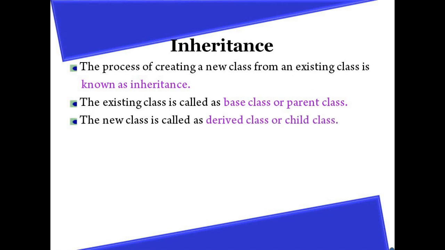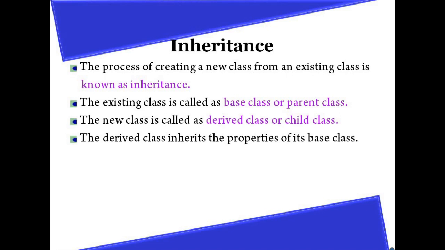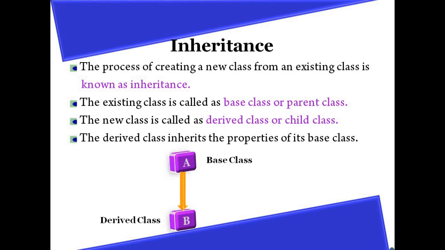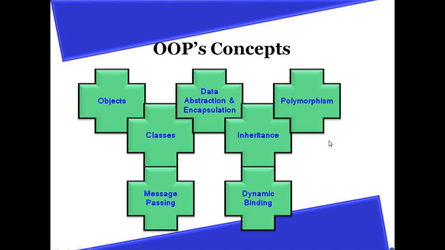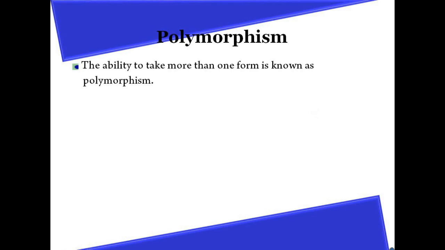The next concept is inheritance. The process of deriving a new class from an existing class is called inheritance. The existing class is called base class or parent class. The new class is called derived class or child class. The derived class inherits the properties of its base class. For example, here A is a base class and B is the derived class. Hence, B inherits the properties of class A and also it has its own additional properties too.